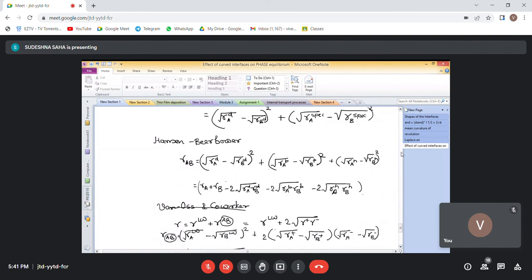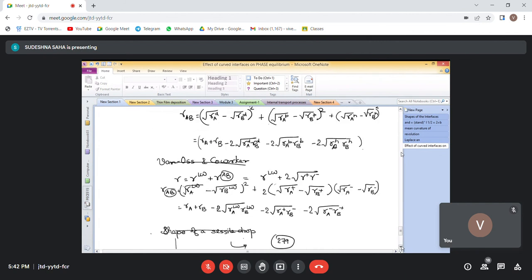Okay, and Hansen and Beerbower further took it up, and they proposed this equation for calculation of surface energy: square root of gamma AD minus square root of gamma BD, whole square, plus a gamma AP term. This is the polar component, this is the dispersion component, and this is the hydrogen bonding component. So they divided it into three different components: not only dispersion and specific, but dispersion, polar, as well as hydrogen bonding component.